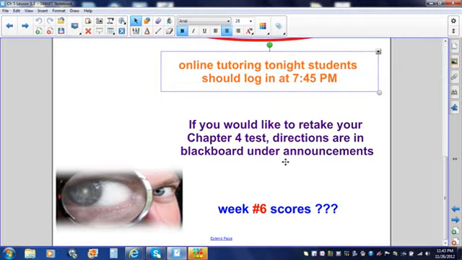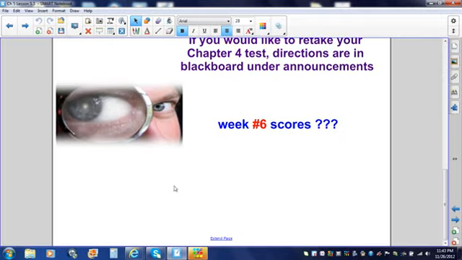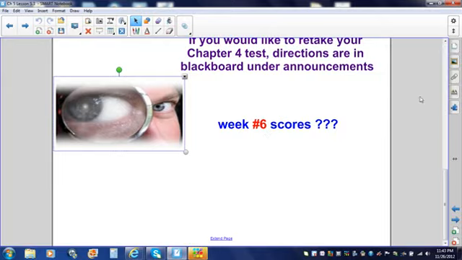If you would like to retake your Chapter 4 test, directions are in Blackboard, and Mr. Phillips will keep an eye out for the Week 6 scores.